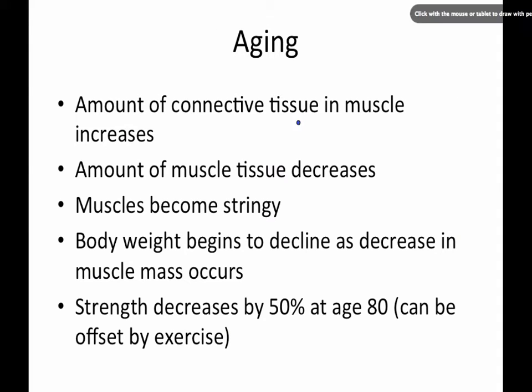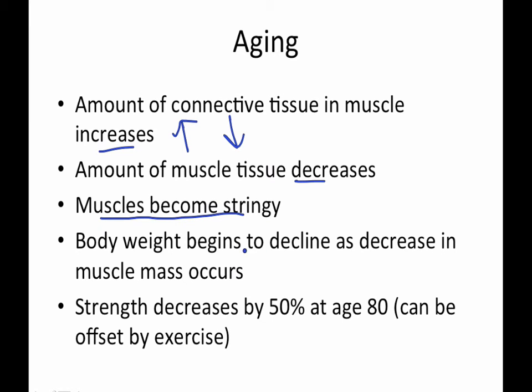And then aging. The amount of connective tissue in muscle increases as you get older, and then the amount of muscle tissue decreases. So it's kind of an inverse relationship. As connective tissue increases, muscle tissue decreases. The muscles become more stringy, and then also the body weight begins to decline as you have a decrease in muscle mass. And then strength can decrease by about 50% at age 80, but can be offset by exercise.